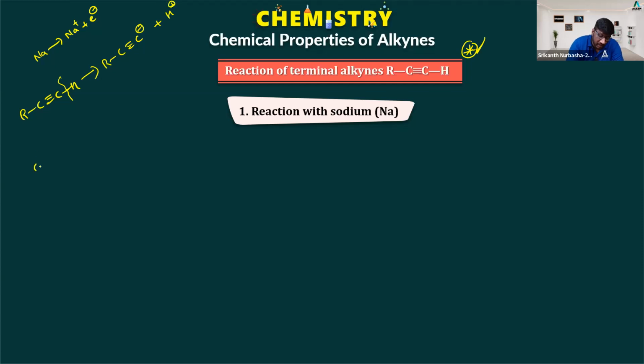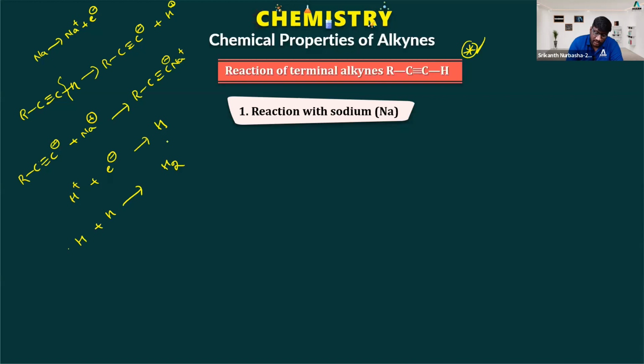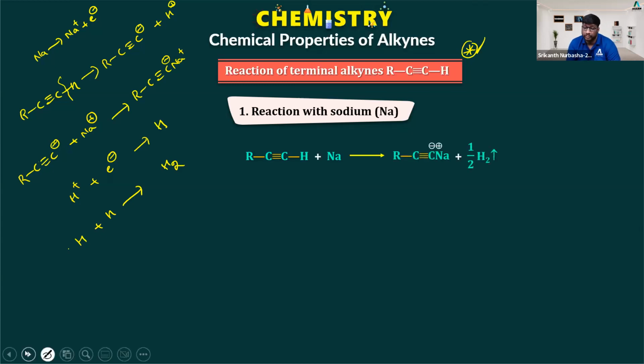So what happens ultimately? RC≡C minus will react with Na plus to form RC≡C minus Na plus, and H plus will take up the electron lost by sodium to form a hydrogen atom. Two such hydrogen atoms will combine with each other to form H2 gas. So you can say RC≡CH plus Na will give RC≡C minus Na plus, plus half mole of H2. It has an acidic proton. So will the second molecule react?